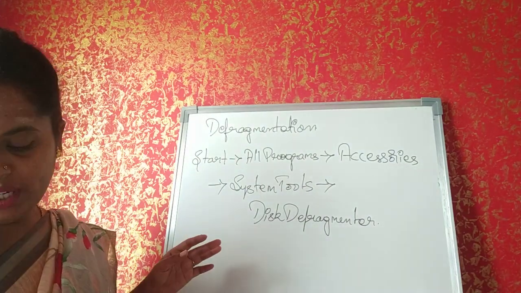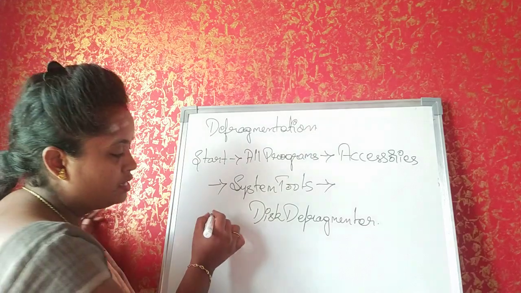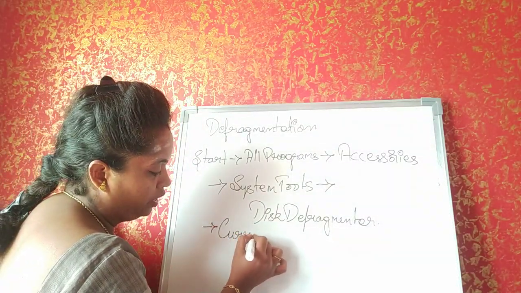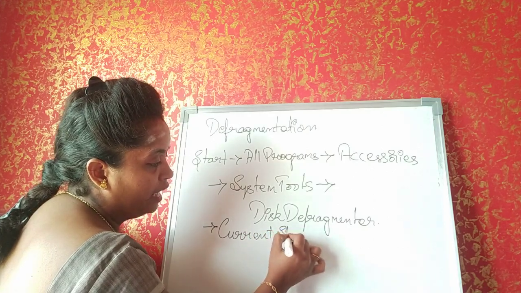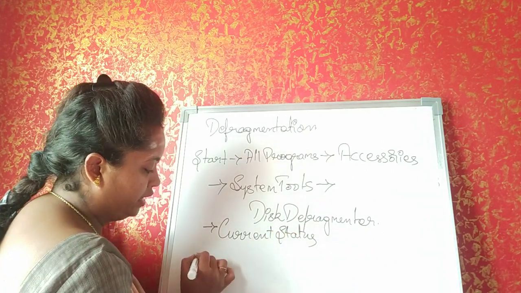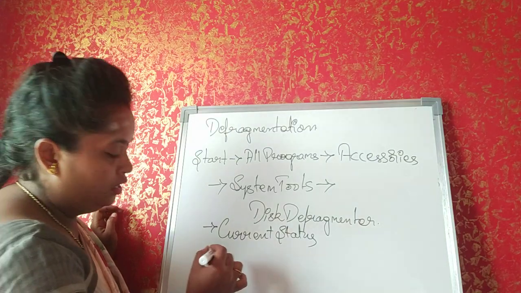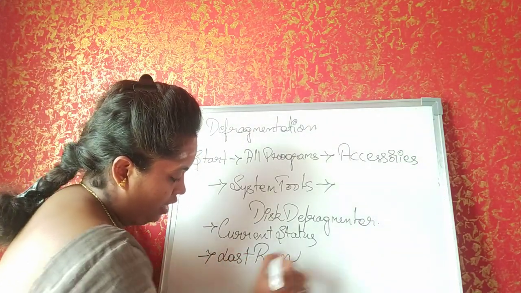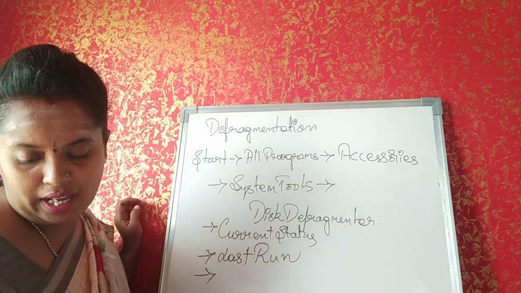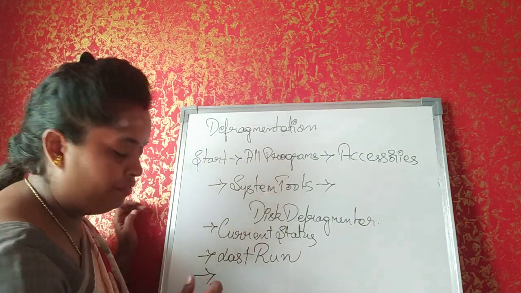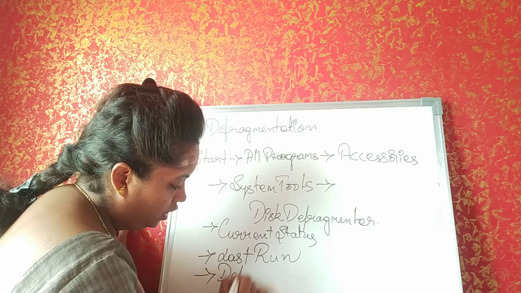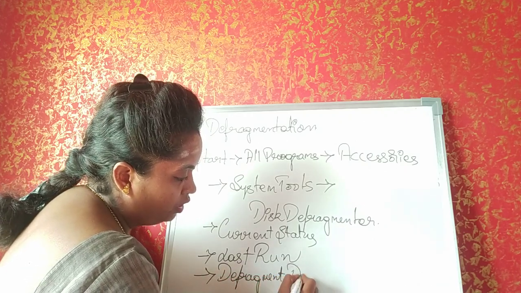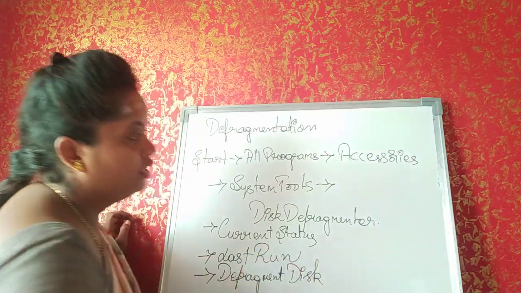So manually how can you do it? Select the disk on the current status where you are working, the location where you are working. Select the current status, otherwise click on the last run. Then click on defragment disk.